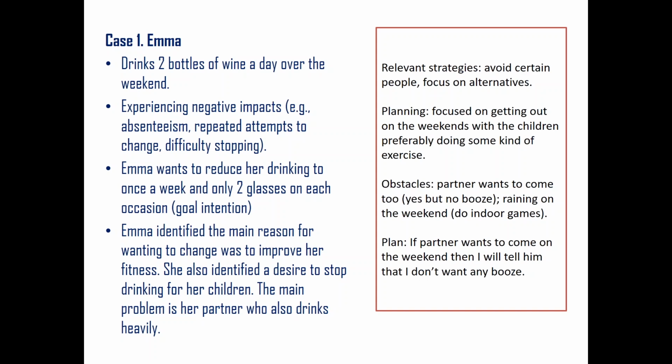So it sounds like this is happening Friday, Saturday, Sunday. What else can she do? And so her planning is around getting out on the weekends with the children and preferably doing some sort of exercise to support her goals of increasing her fitness. When we talk about the obstacles, it's that the partner wants to come, or that it's raining on the weekend. And so the plan would be if her partner wants to come on the weekend, then she will tell him that he can, but there will be no booze involved.